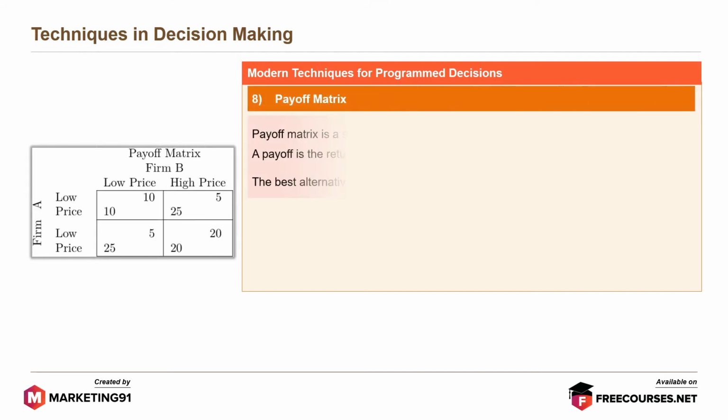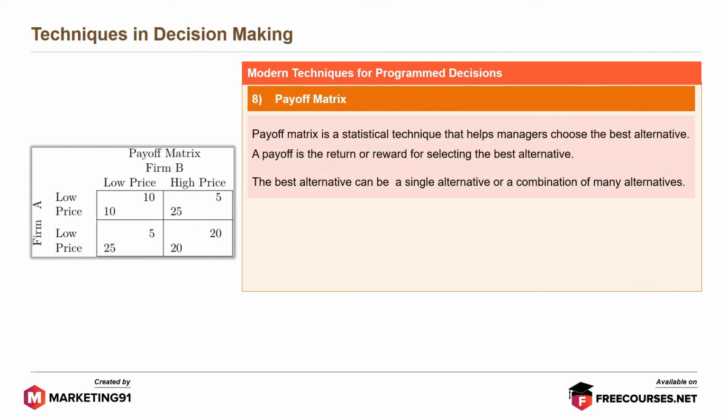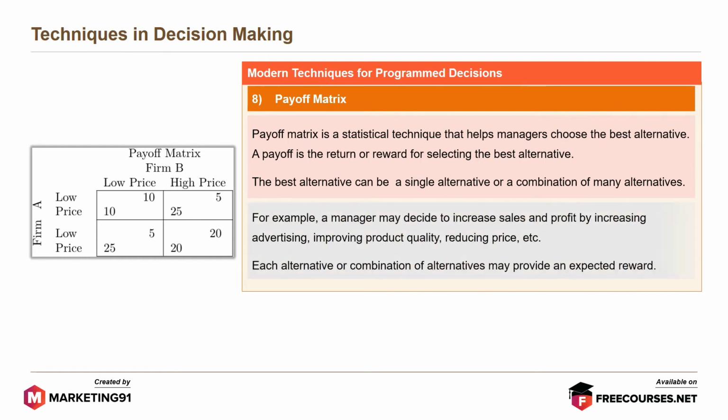Payoff matrix. Payoff matrix is a statistical technique that helps managers choose the best alternative. A payoff is the return or reward for selecting the best alternative. The best alternative can be a single alternative or a combination of many alternatives. For example, a manager may decide to increase sales and profit by increasing advertising, improving product quality, reducing price, etc. Each alternative or combination of alternatives may provide an unexpected reward.